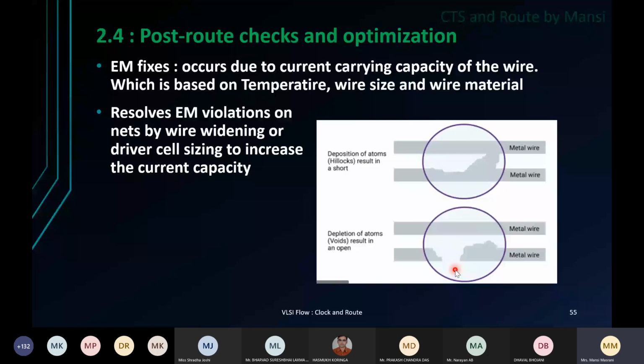Or what it does is, it changes the driver cell of this net to a higher drive strength or a lower drive strength, possibly lower drive strength, so that the current capacity becomes lower and it does not drive a very high current, and the wire does not go through EM. Okay.